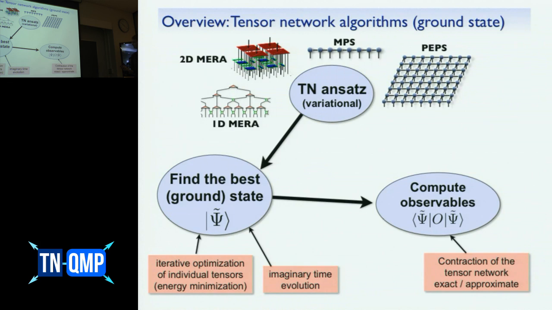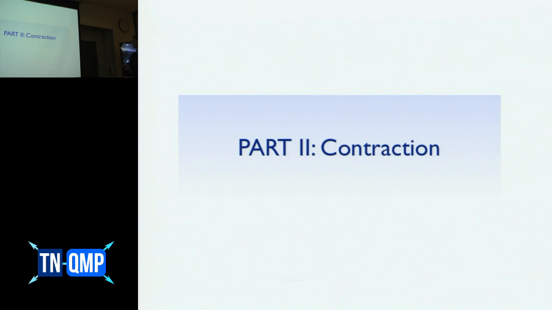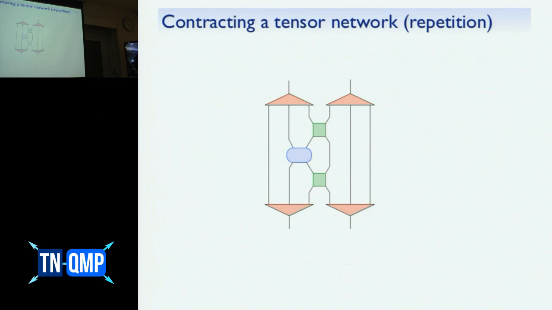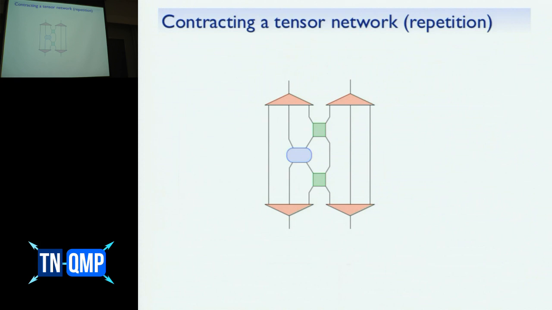Okay, so let me come to this contraction part and just some very basic things to start with. So how we can actually contract the tensor network. So here's an example from the 1D MERA. It doesn't really matter what it represents. But imagine we want to contract this.